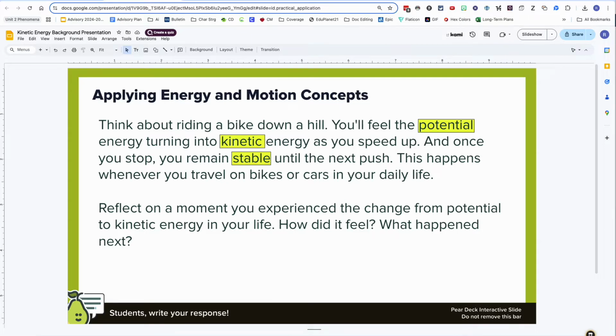Reflect on a moment you experienced the change from potential to kinetic energy in your life. How did it feel? What happened next?